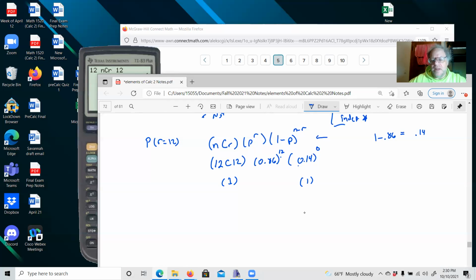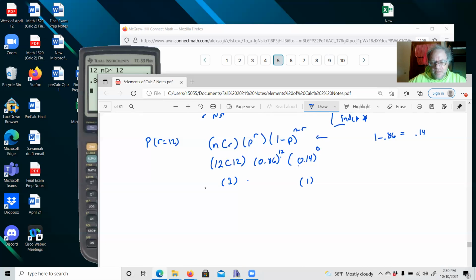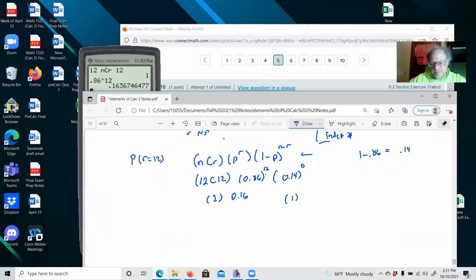All right. And then we're going to have 0.86 raised to the 12th power. Okay, let's type that in. So we're going to have 0.86 caret 12. Okay, so we end up with 0.16367. Since they wanted 4 decimal places, and that's a 7, this is going to round to 0.1637. These are all multiplied by each other. So 1 times 0.1637 times 1, we get 0.1637.